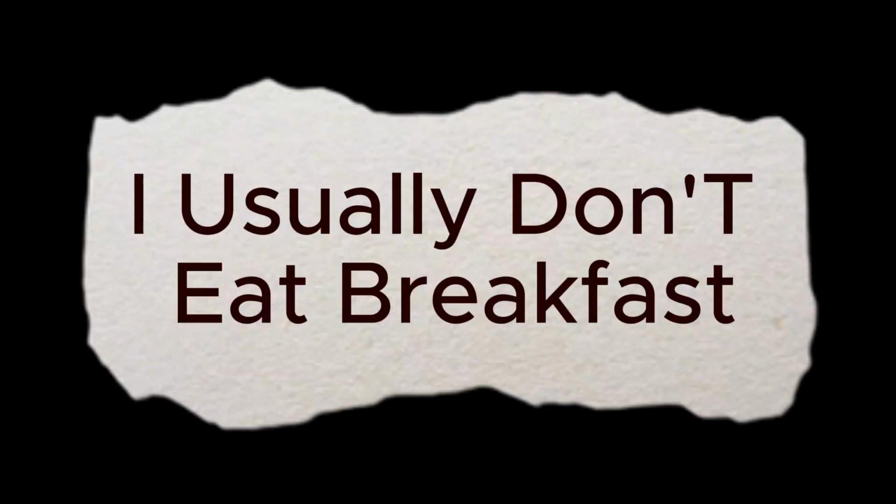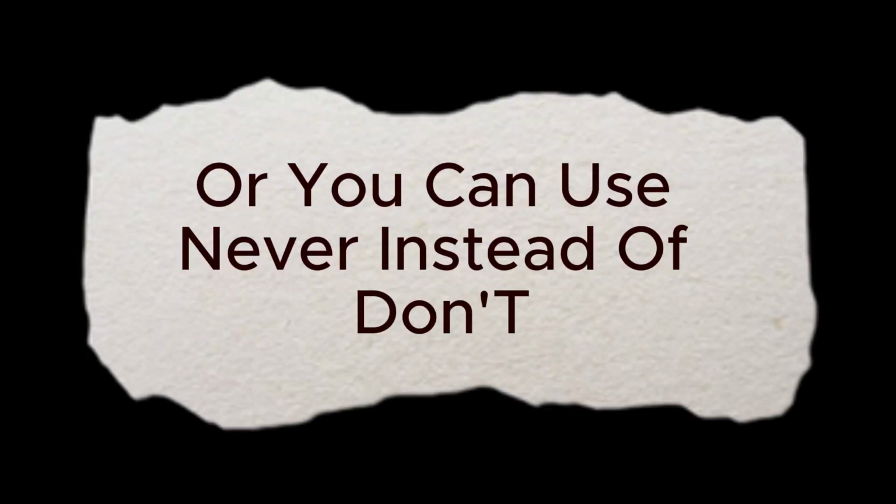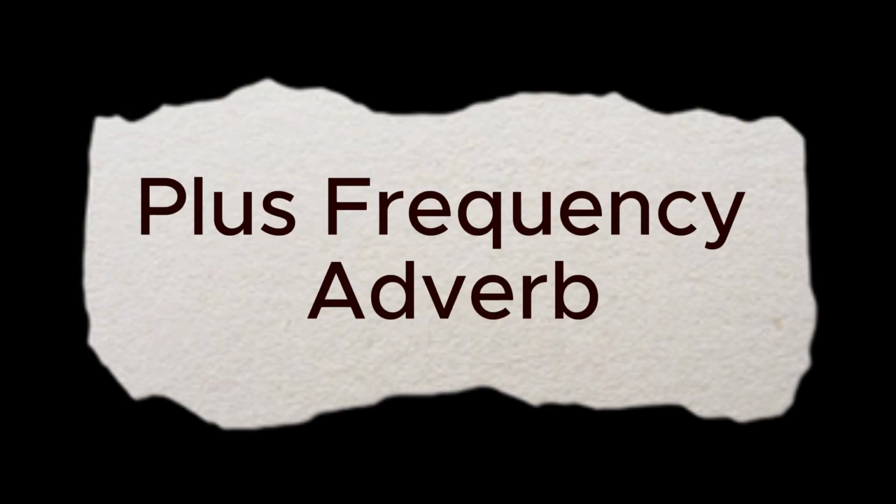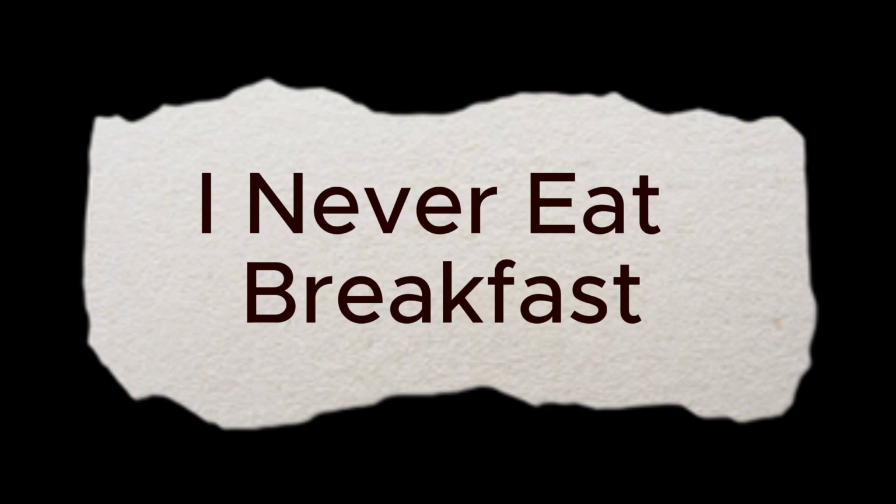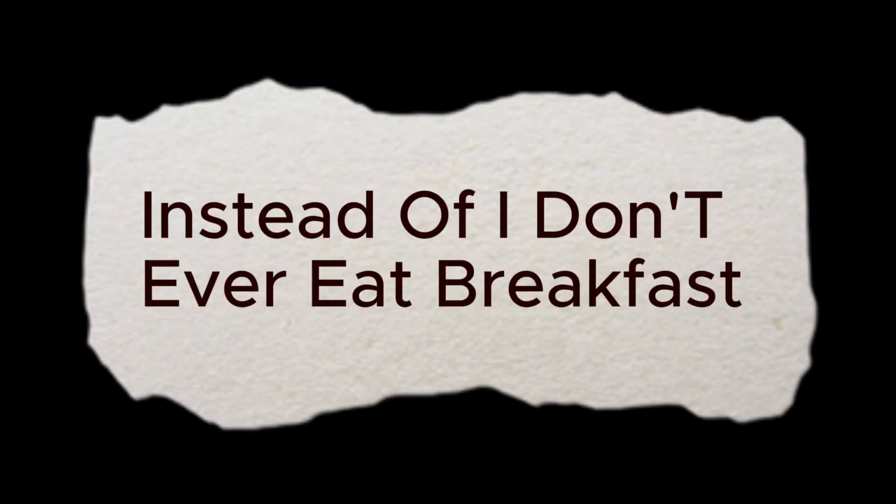Examples: I usually don't eat breakfast. She always doesn't forget. They often don't come. Or you can use never instead of don't plus frequency adverb. I never eat breakfast instead of I don't ever eat breakfast.